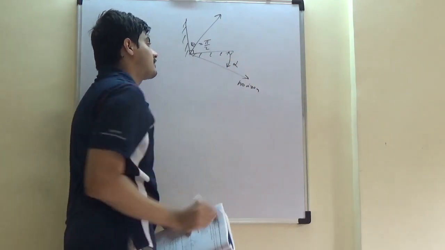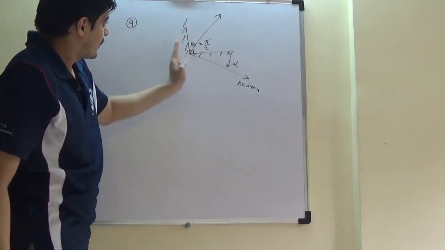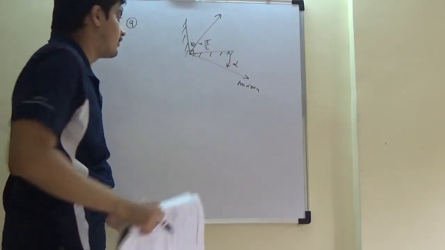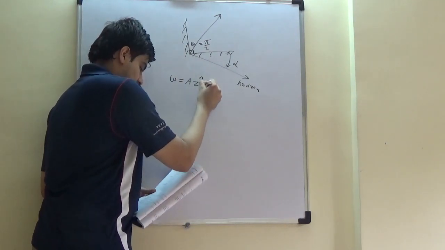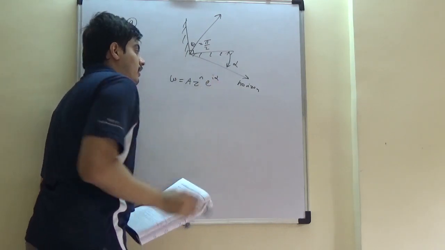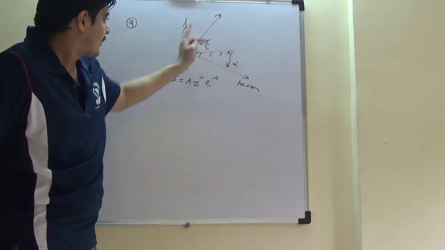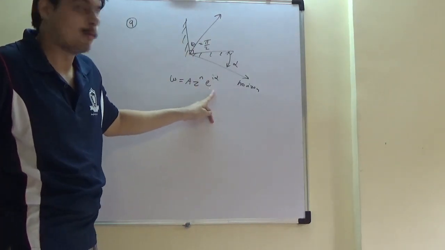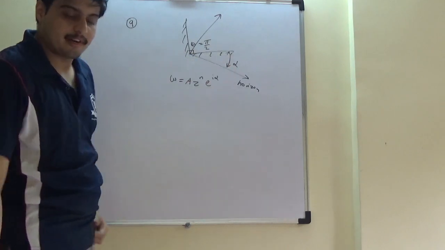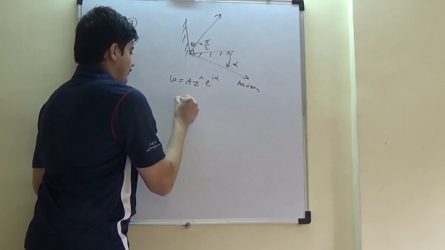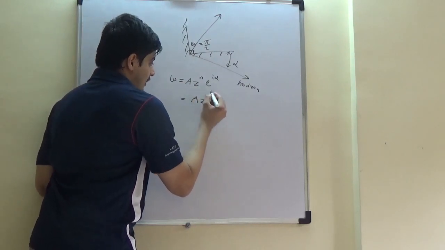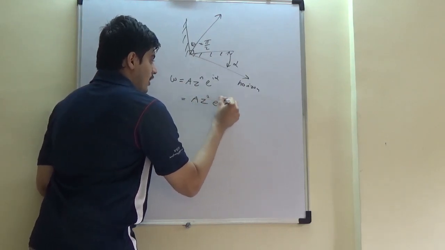So not only the surfaces are inclined, they are inclined with respect to the horizon. Now omega is a z raised to n, e raised to i alpha. Why? This is a transformation component. e raised to i alpha transforms this plane into the horizon plane. So this will be a z square e raised to i alpha.